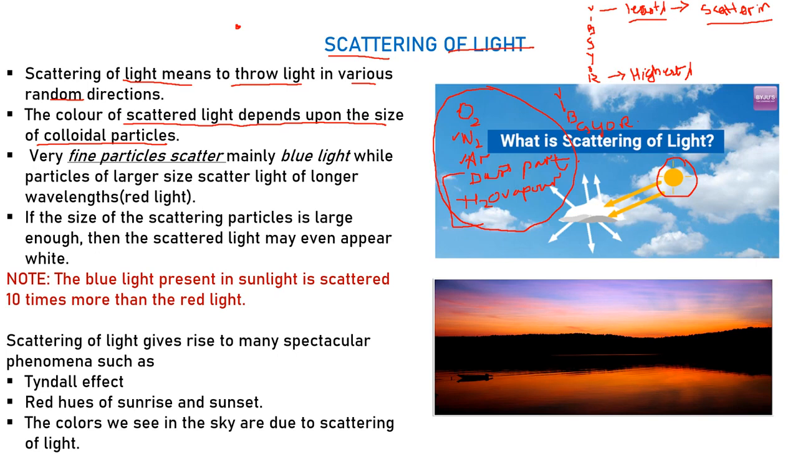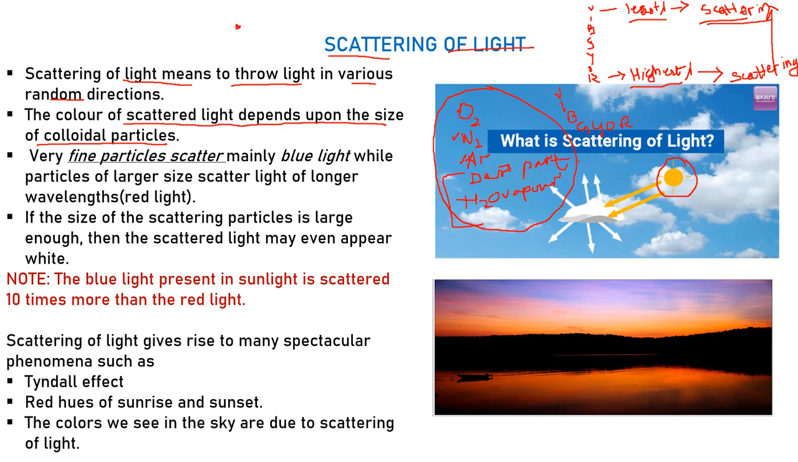So if you go like this, the scattering is more over here and scattering is least here. That means the red light is going to scatter least. A red light which has a high wavelength is going to scatter least. A violet light which has the least wavelength is going to scatter more. Okay children, so this is a very important point, right?